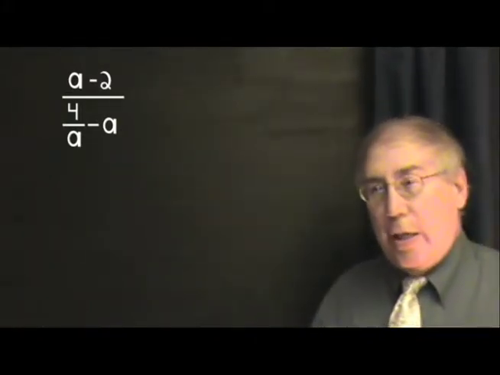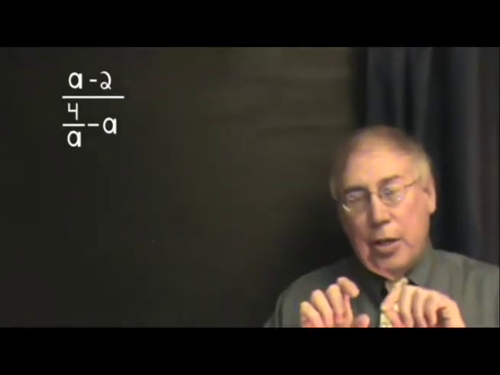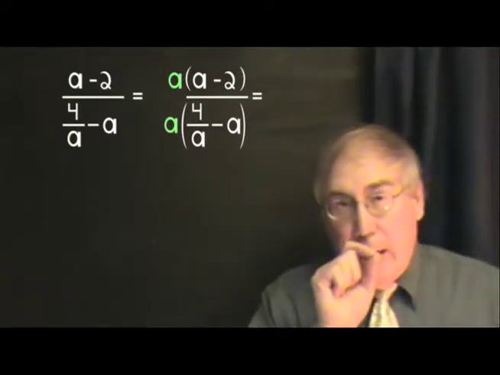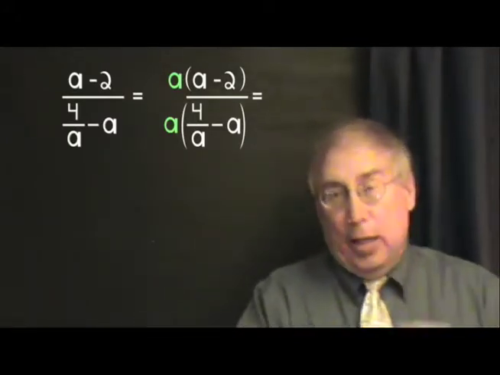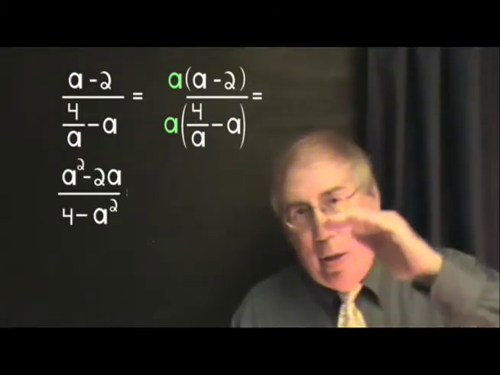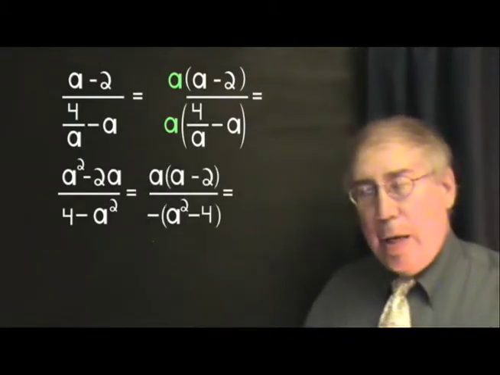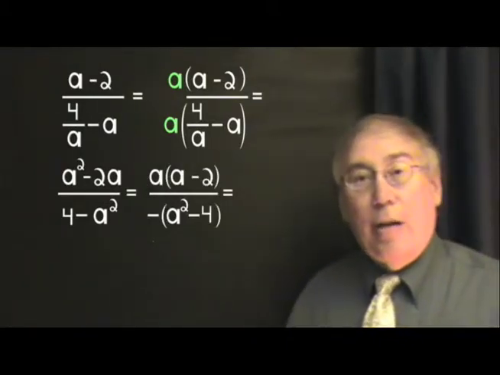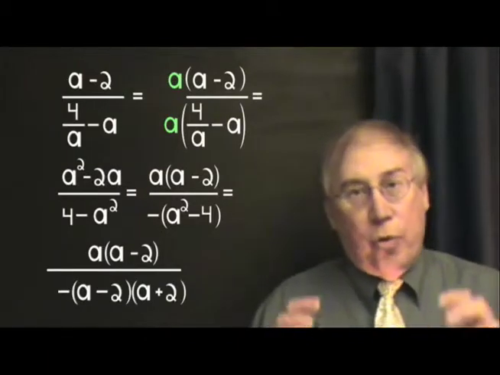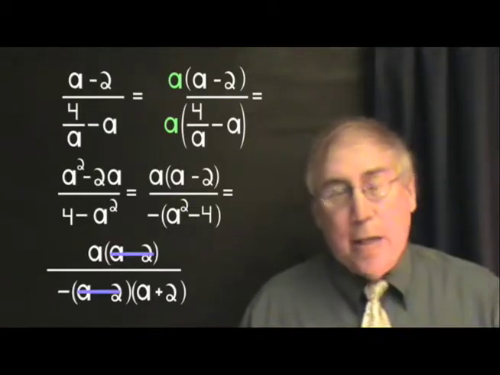Now we look at this one here. We just have a small-sized fraction in the denominator of the large-sized fraction, and if we multiply it by a times the numerator and denominator, it'll clear the smaller-sized fraction out and leave us with one fraction. Now notice the denominator there, 4 minus a squared. Let's factor out a negative 1 from there, and then we'll get a squared minus 4, which will again give us the difference of squares.